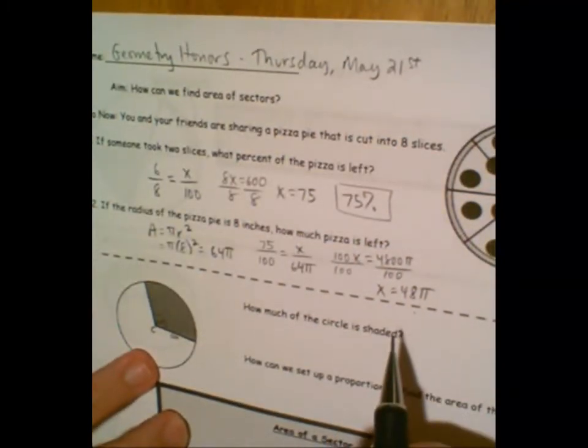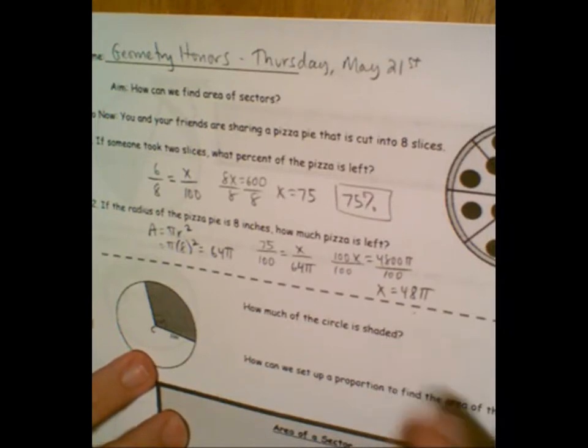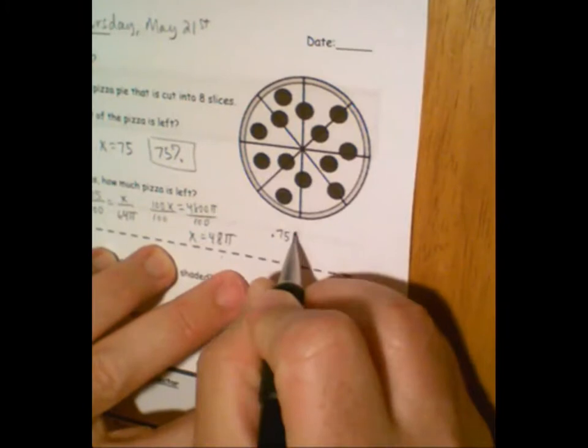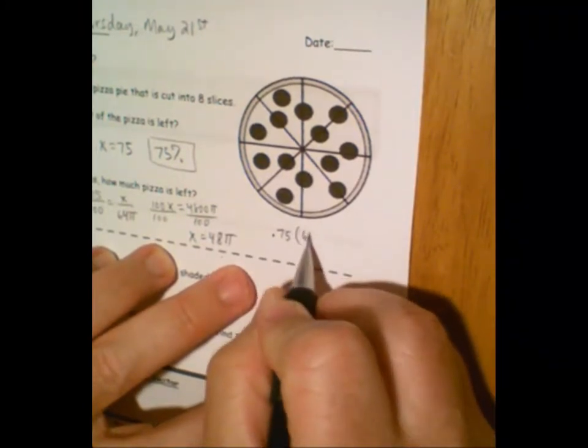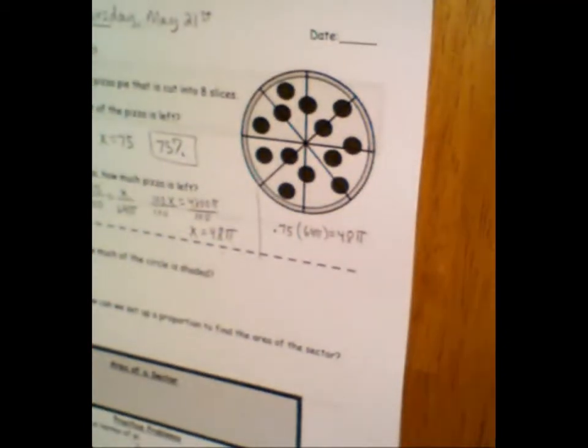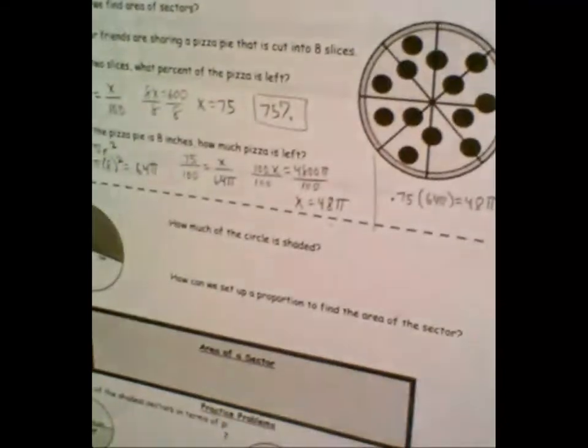Now, you also could have just done 75% of 64 pi. Of means multiply in math. 75% of 64 pi is equal to 48 pi. Just another way to do it. Both correct. You do it right, you get your credit.